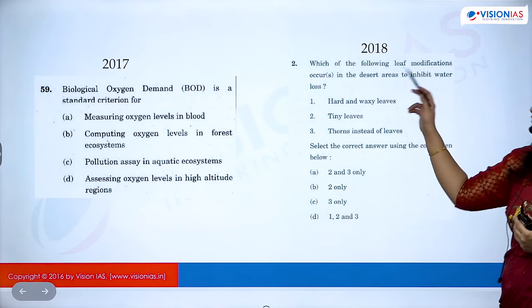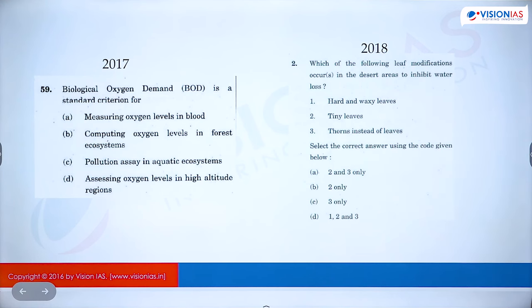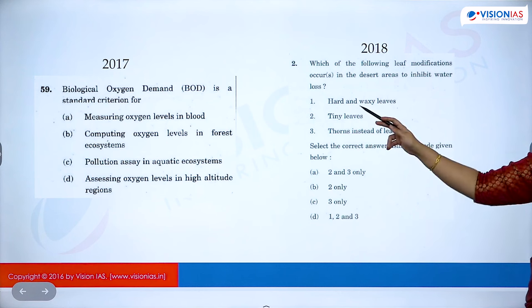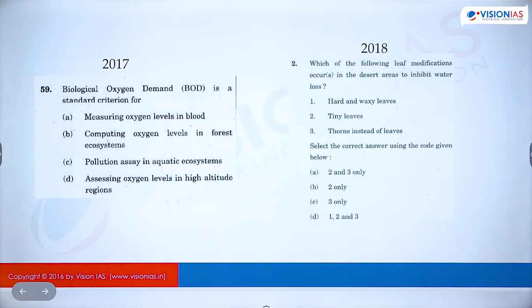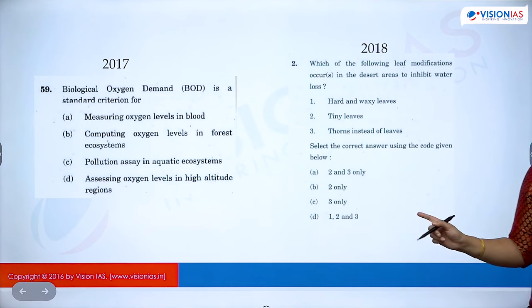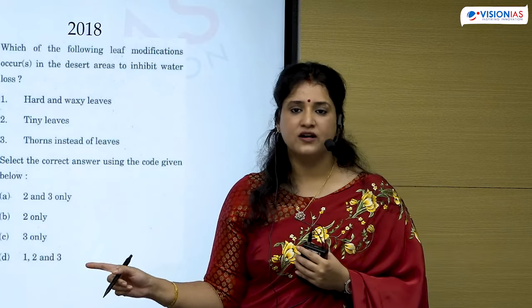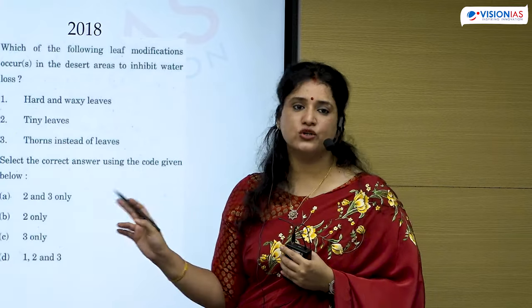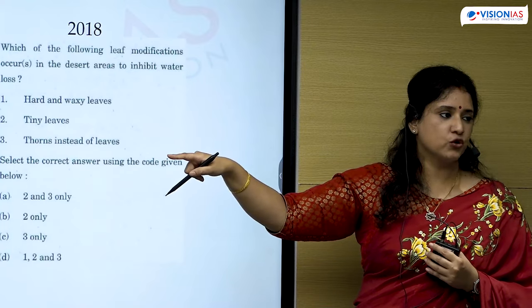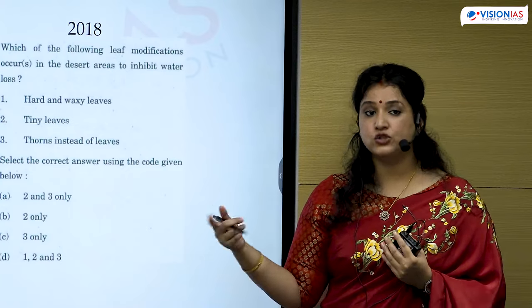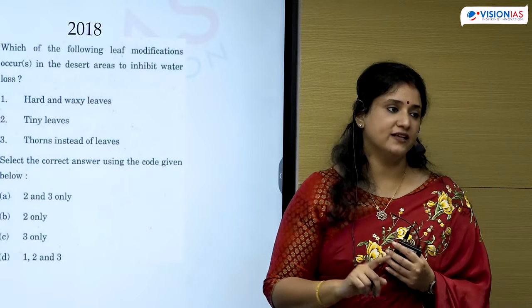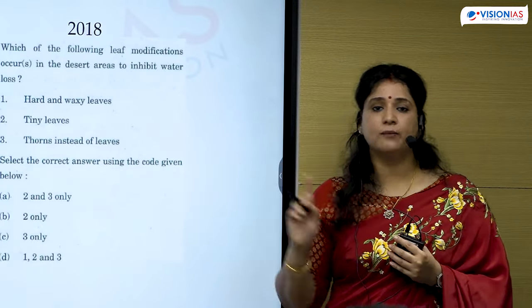Answer this question. Which of the following leaf modifications occur in the desert areas? Hard and waxy leaves, tiny leaves, thorns instead of leaves. All three are correct. Okay? This is to reduce transpiration loss. Easy? Okay? So, these questions aate hai na paper mein, this is an absolute low-hanging fruit which should be caught. These should not have been missed, because tough questions, I have already shown you what they look like. That is why your NCERTs and your down to earth, again I'll show you some low hanging fruits, have to be done very thoroughly, because wo jo technical wale questions mein, unme you are bound to get stuck.